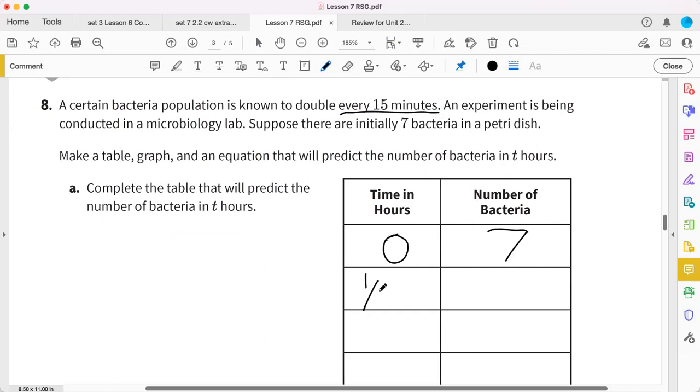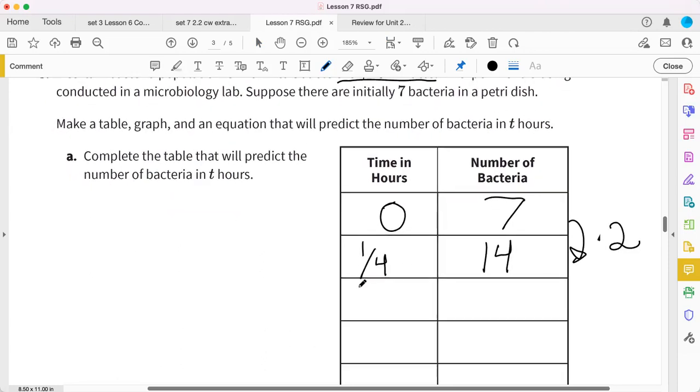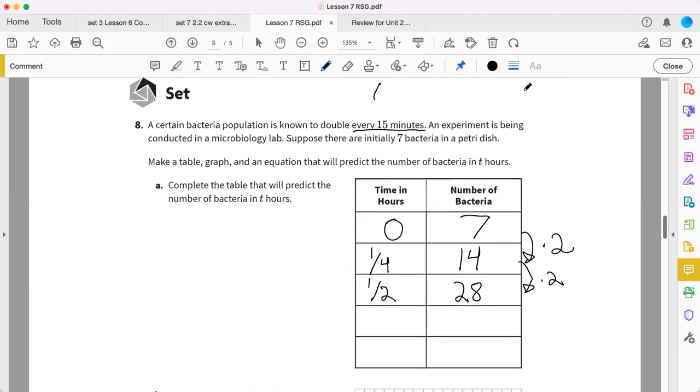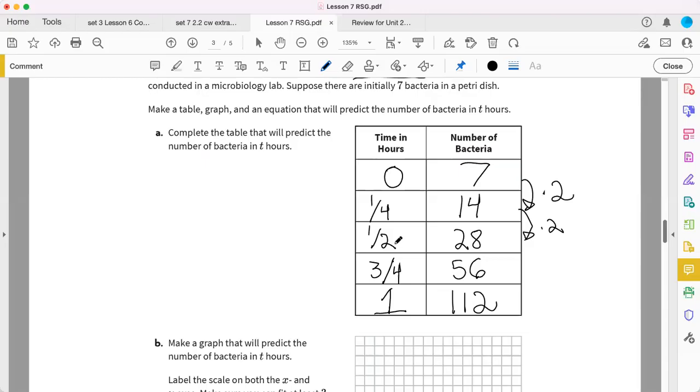When we head to a quarter of an hour, this is now doubled, getting us to 14. Let's hit it again. Another 15 minutes pass, which is half of the hour now. So double again, 28. I'll give you a moment to fill out the rest of this table, and then we'll talk equations. Hopefully you got these values.